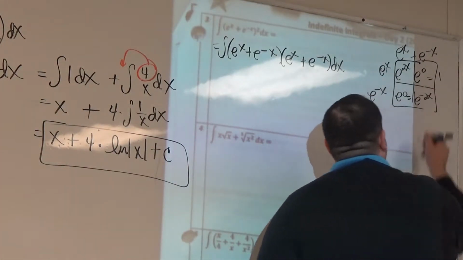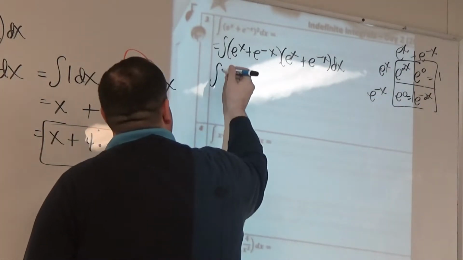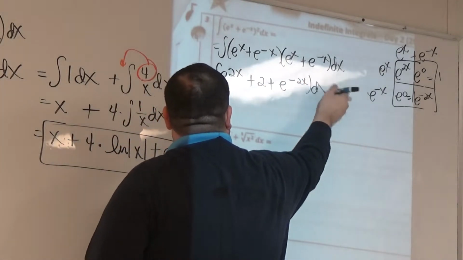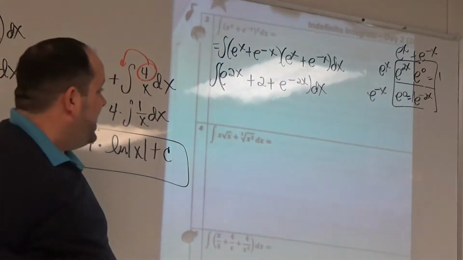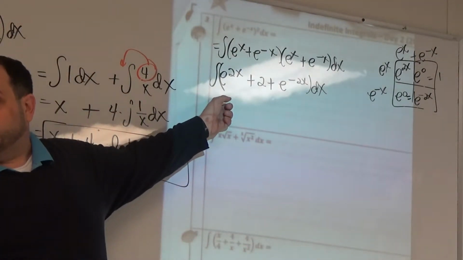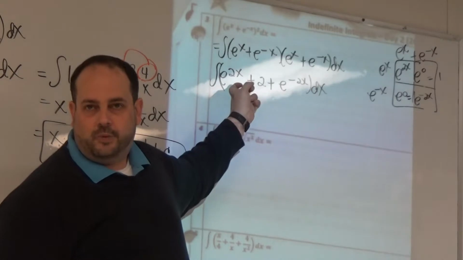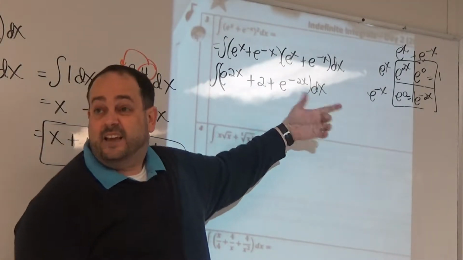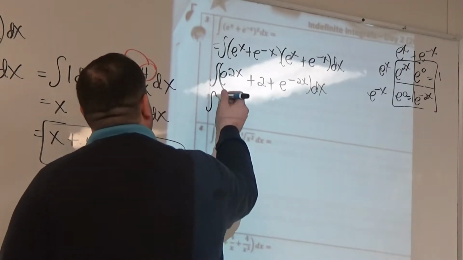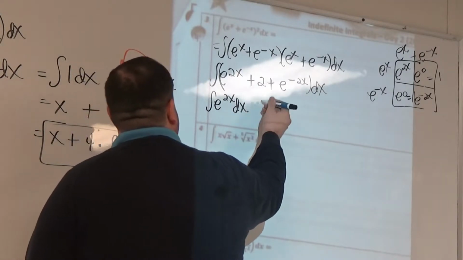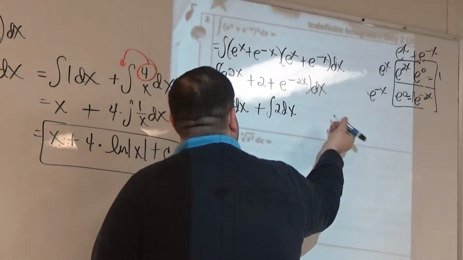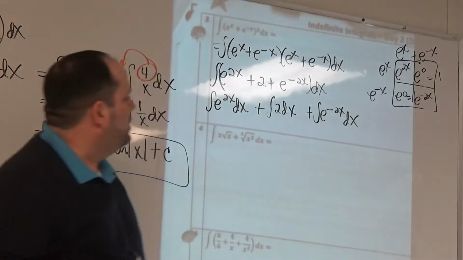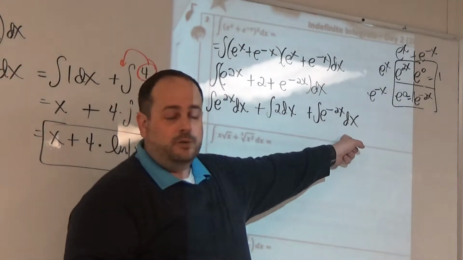So 1 and 1. That means over here I've got the integral of e to the 2x plus 2 plus e to the negative 2x dx. If you're feeling really good with the integration, you know how to integrate e to the 2x, and you know how to integrate 2, and you know how to integrate e to the negative 2x. If you're not so sure, maybe break it up: let me integrate e to the 2x, plus let me integrate 2, plus let me integrate e to the negative 2x. Do it one at a time if you want to.